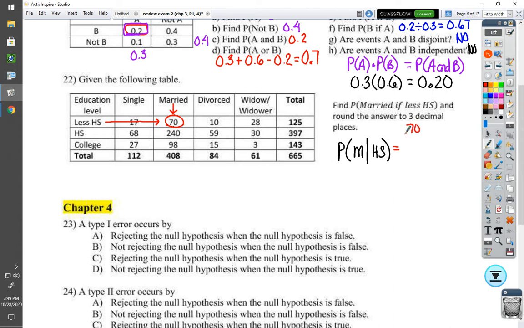The and is 70 out of 665 because it's out of all. For the denominator, I have to divide by the probability of HS, or high school. The probability of high school was 125 out of 665, for a grand total of 0.560.